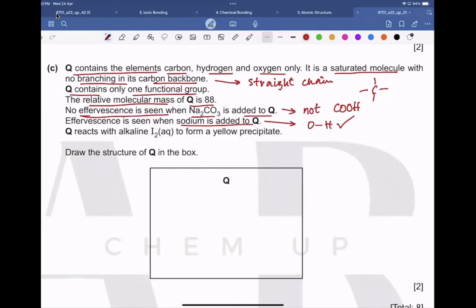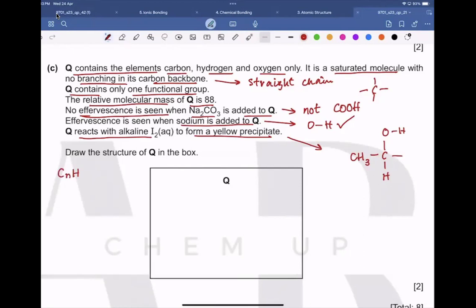Okay, so Q contains the OH functional group. Q reacts with alkaline iodine to form a yellow precipitate. So if it's an alcohol and showing a yellow precipitate, it means it contains this structure for sure. And here we have another thing. Is this clear to all of you? Yes. Okay, now think. We don't know the whole molecular formula, but we know for sure that it's an alcohol.